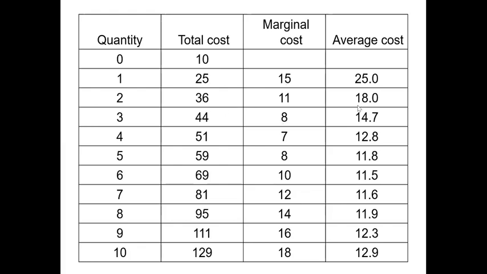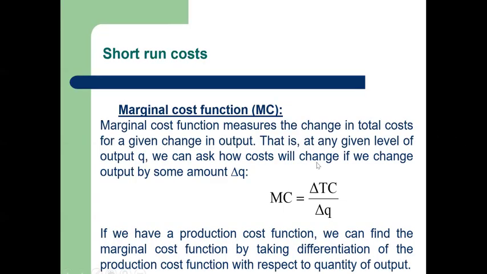Được chưa nào? Thế nhưng khi chúng ta có hàm số, khi chúng ta có một cái hàm tổng chi phí thì chúng ta lấy đạo hàm theo sản lượng thì nó sẽ ra được cái hàm chi phí cận biên, chi phí biên. Trên đây người ta nói là nếu chúng ta có cái hàm chi phí sản xuất này, chúng ta có thể tìm ra cái hàm chi phí biên này bằng cách lấy đạo hàm của cái hàm tổng chi phí, đúng không? Với biến số là sản lượng.